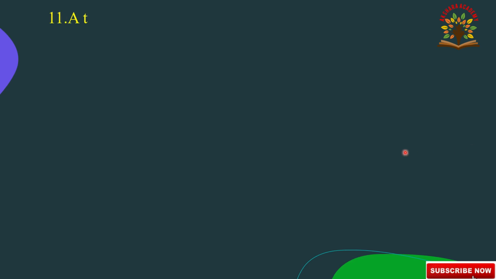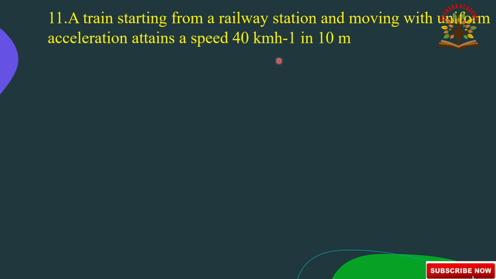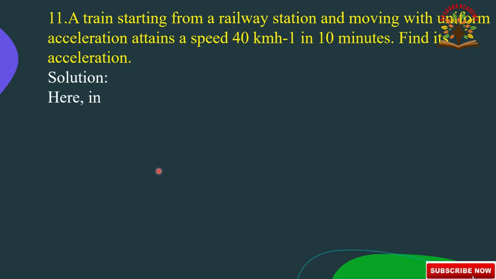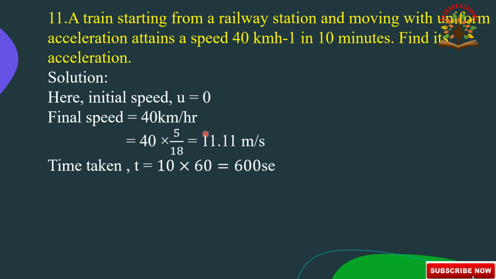A train starting from a railway station and moving with uniform acceleration attains a speed of 40 km per hour in 10 minutes. Find its acceleration. Let us go for the solution. Here initial speed is equal to 0. Why? It is starting from the station, starting from rest, that is u is equal to 0. The final speed is given as 40 km per hour.